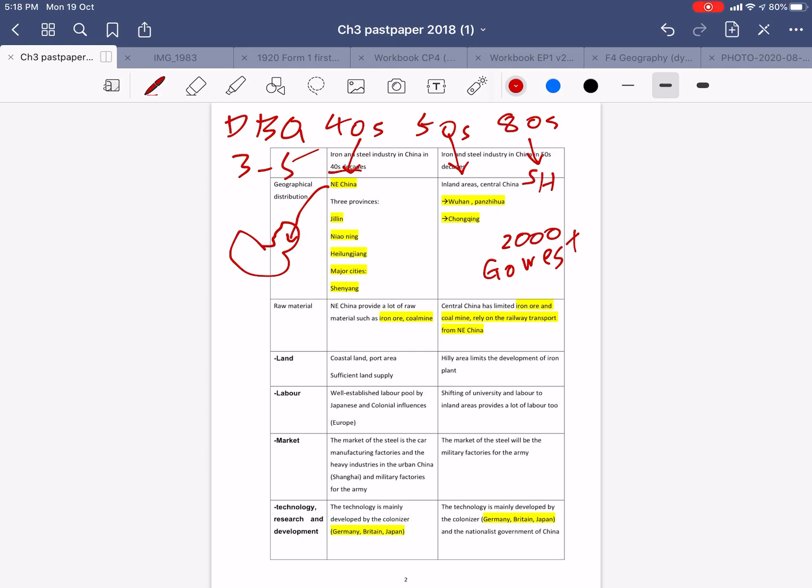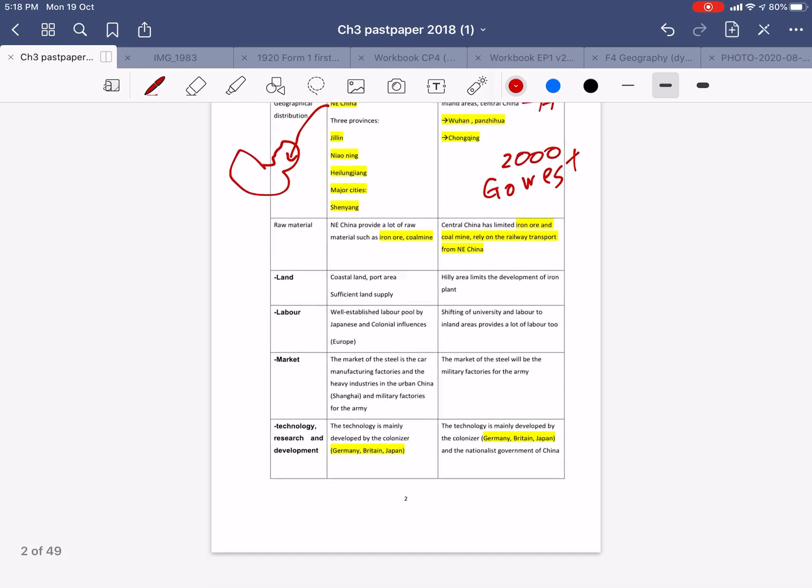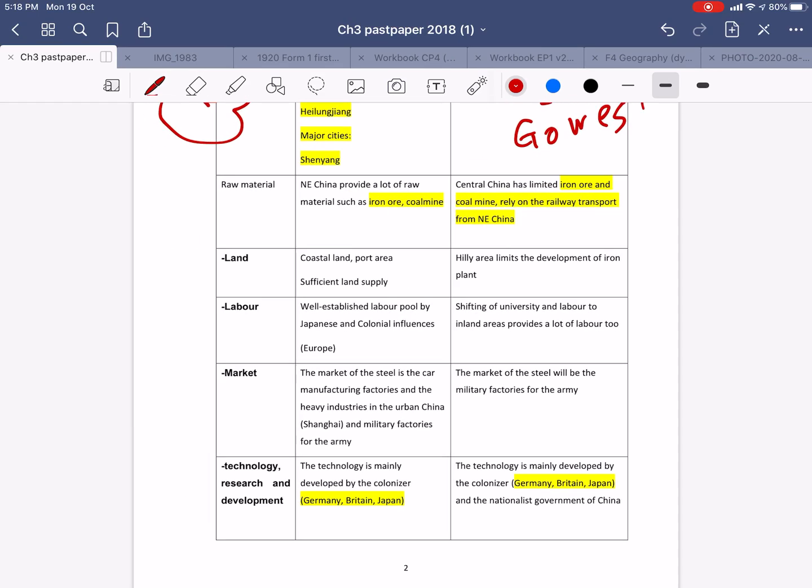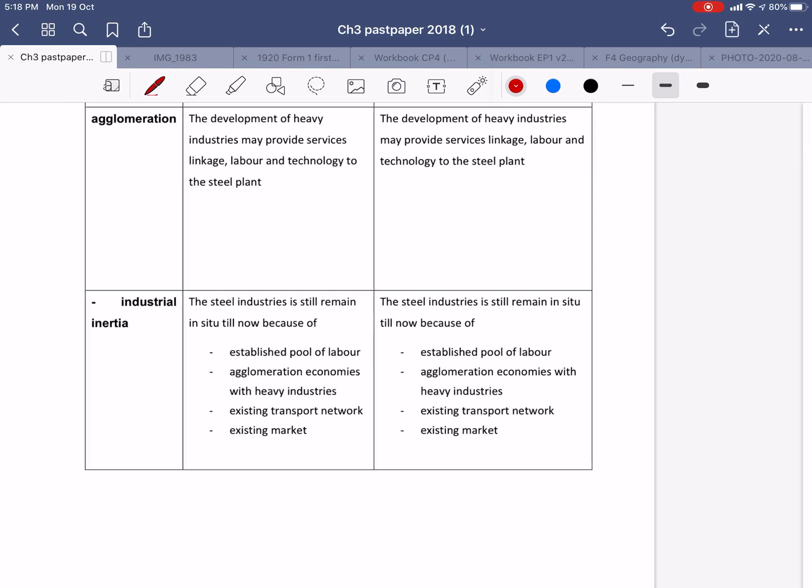And also during the 1950s, most of the iron and steel industry went through an inland shift, moving towards Wuhan, Panzhihua, and also Chongqing in Sichuan. Okay, and there are different kinds of location factors that make the iron and steel plants located there, and you can see them one by one later.